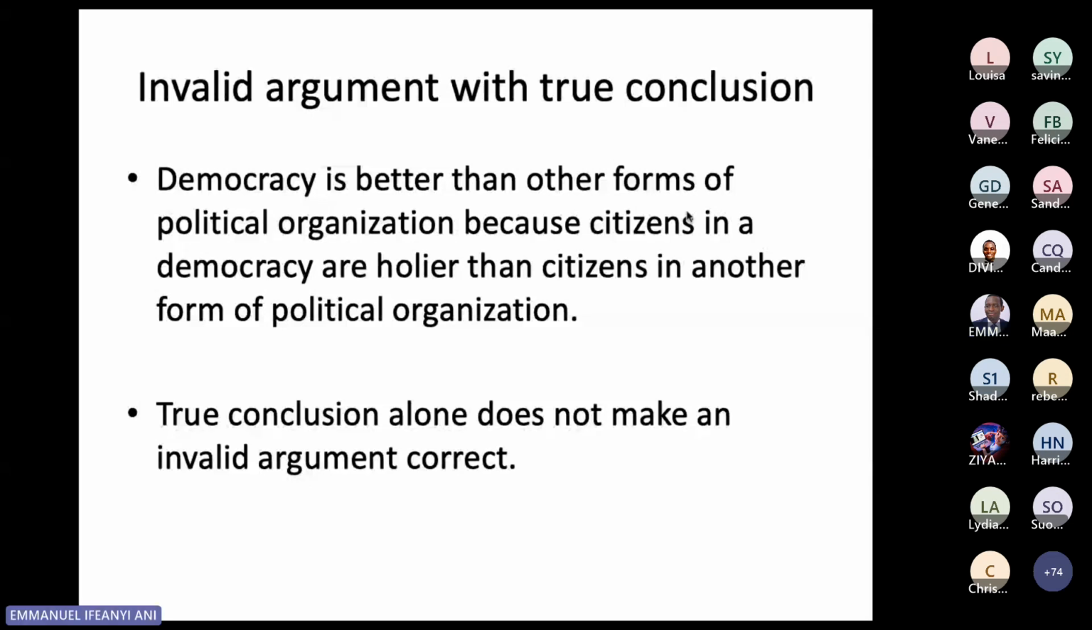So first of all, we need to break down this argument. There's a conclusion and there's a premise. This is an example of an argument where the conclusion and the premise are in one sentence. First of all, it is a single premise argument. It has just one premise, and the premise and the conclusion are combined in one sentence.